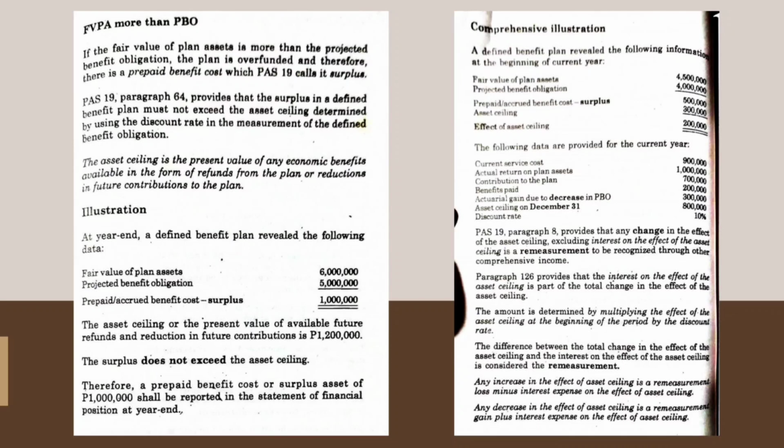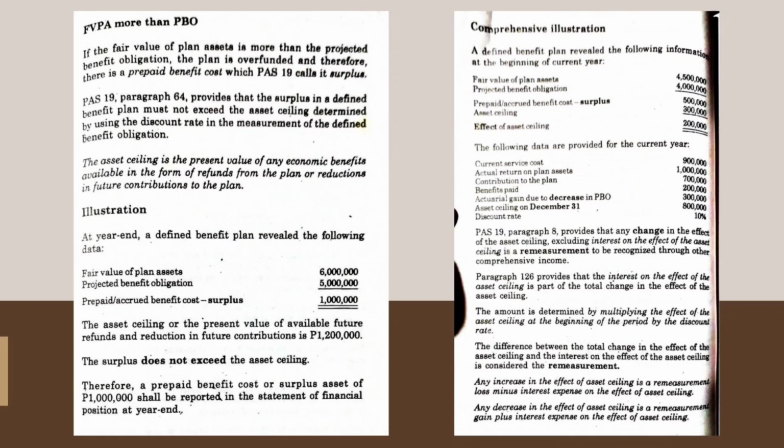So, comprehensive illustration. A defined benefit plan revealed the following information at the beginning of the current year. Fair value of plan assets is 4,500,000. Projected benefit obligation is 4 million. So, prepaid accrued benefit cost, which is the surplus again, since FVPA is larger than the PBO, it is 500,000. So asset ceiling is 300,000. So we will subtract that, it will get the effect of the asset ceiling.